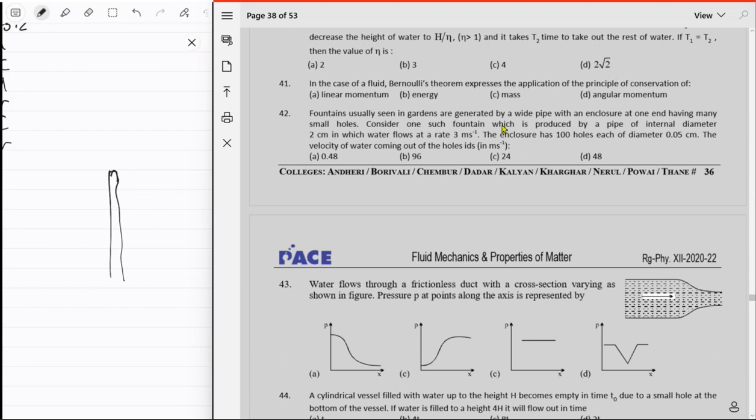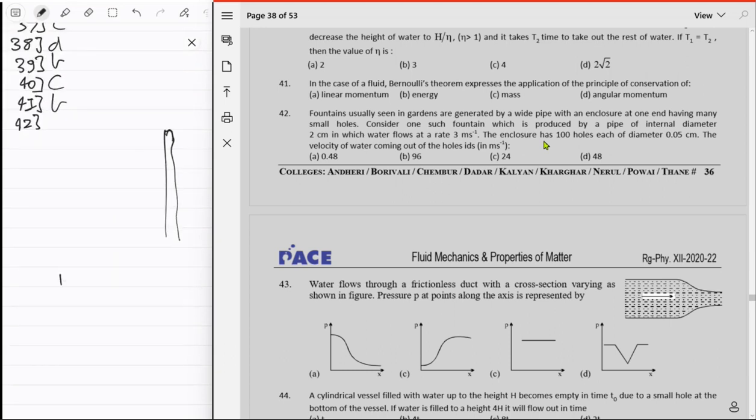What was the thing? A pipe of internal diameter 2 centimeter in which the water flows at a rate of 3 meter per second. The enclosure has 100 holes, each of diameter. Oh, right. So just mass conservation. So 100 holes with the pipe's internal diameter 2 centimeters, so radius is 1 centimeter, right? So like pi times r squared.